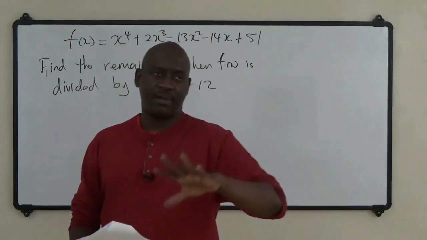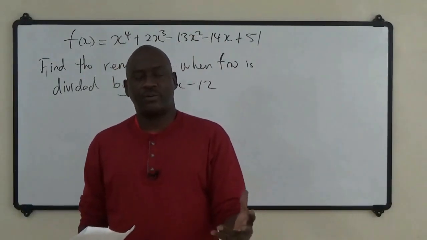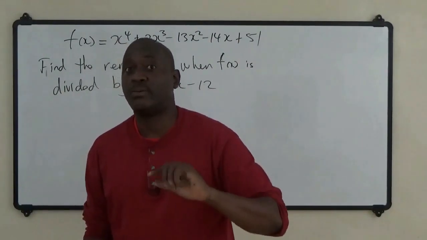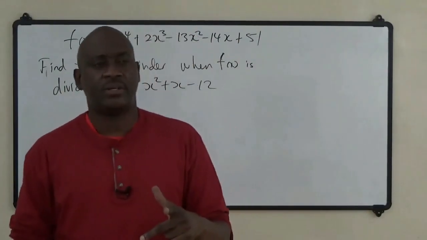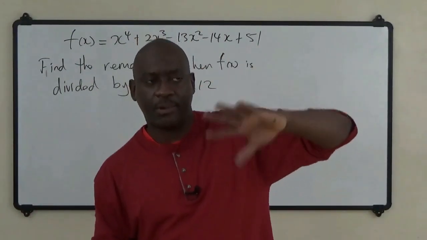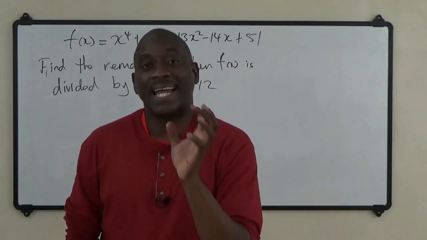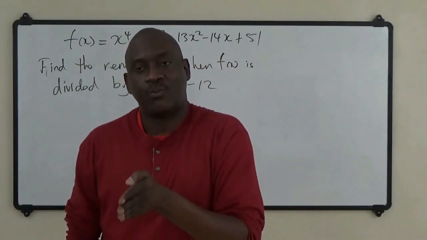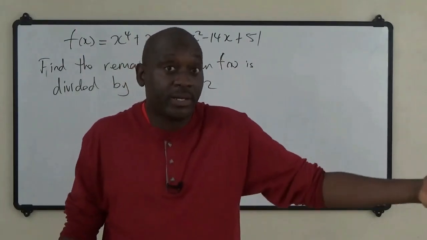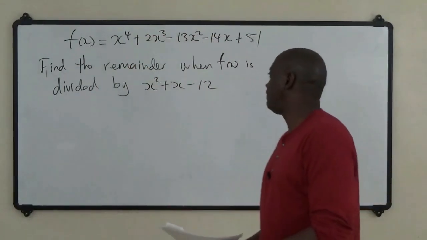A higher power divided by a lower power, remember, we expect something. In one of the first 2 or 3 videos, I said that if we divide power 4 by power 2, we expect a power 2. And in the case where we have a remainder, it will just be a constant. If it is a constant, the remainder will be 0.